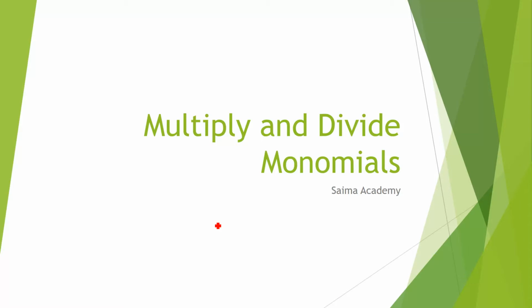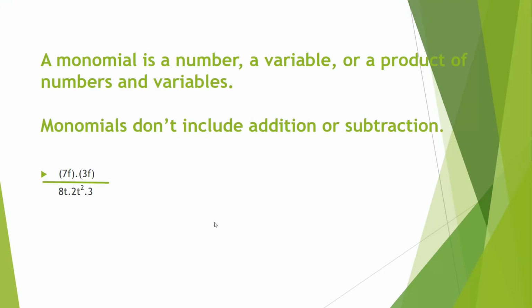In this lesson, we will discuss how to multiply and divide monomials. One more time, monomials, I will explain to you. A monomial is a number, a variable, or a product of numbers and variables. Product means multiplication. It means, suppose if we have 5, this is the monomial.